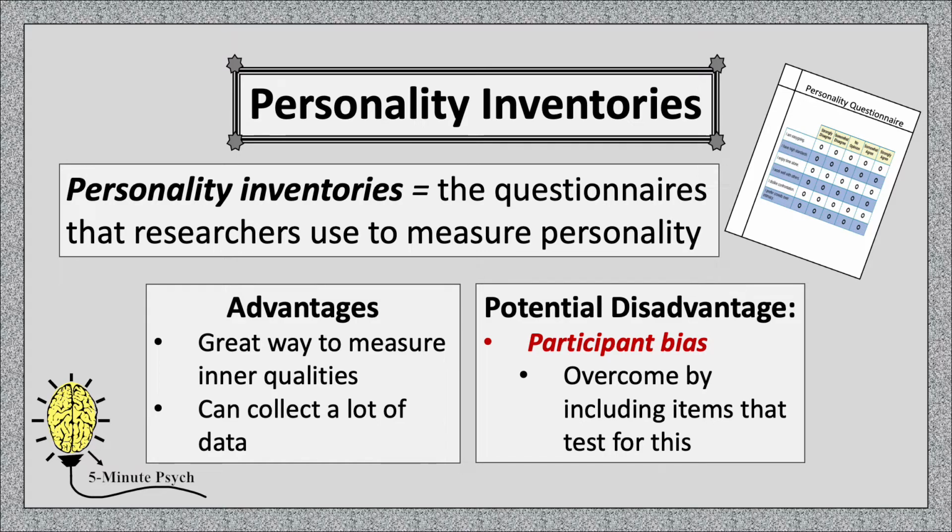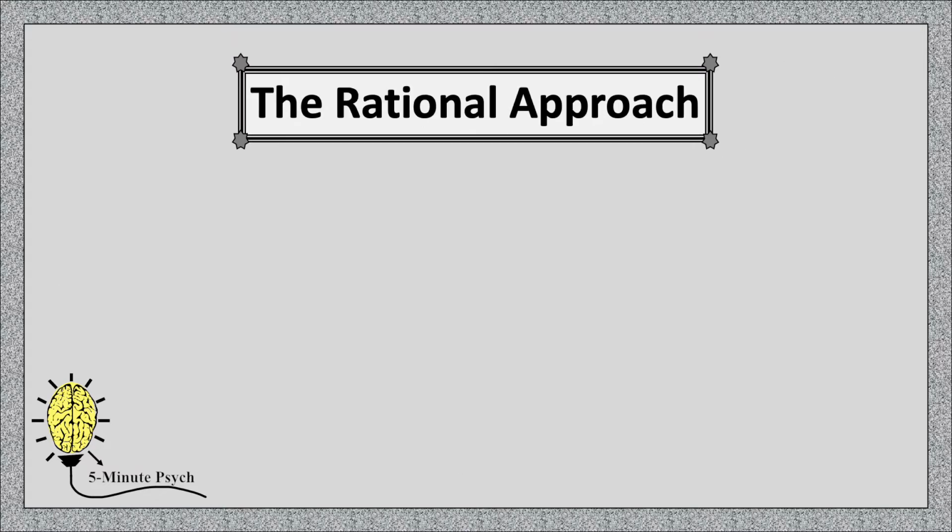And then any participant who scores high on these lie items, their data would be discarded, since it wouldn't be accurate. So how do researchers decide which questions to ask on a personality inventory? Well, they use two different methods to develop their questions, the rational and empirical approach.